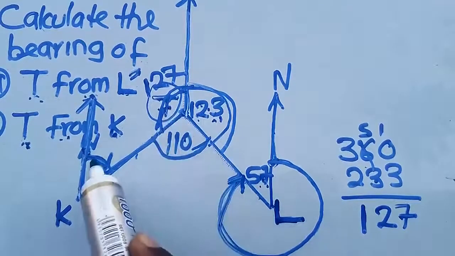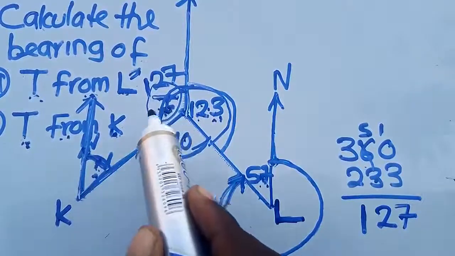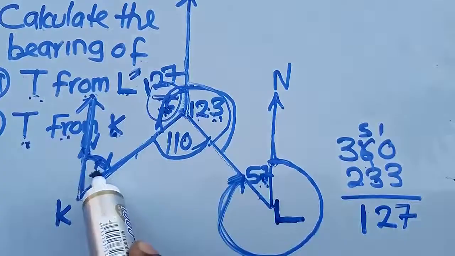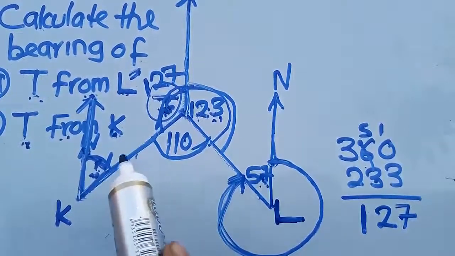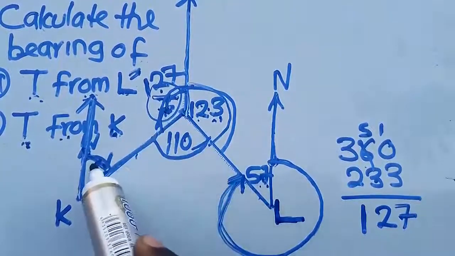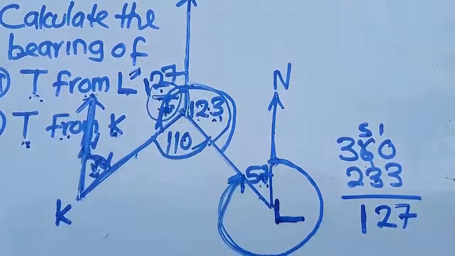Then I know that these two should add up to 180. You know that this is 127. How can you find this one? You just say 180 minus 127. You know that these two should add up to 180. So you just say 180 minus 127. That's what you are going to do.